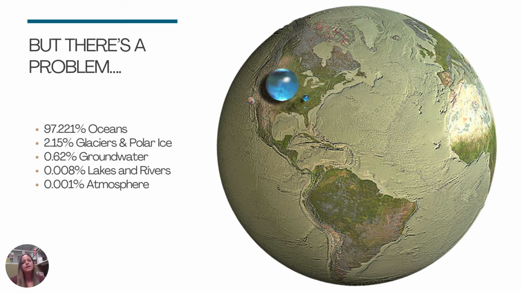2% of that, of the 70%, is in glaciers and locked up in polar ice where we can't actually do anything with it. 0.62% is in groundwater, which is where the Central Valley gets all of its water. And 0.008% is in lakes and rivers, 0.001% is in the atmosphere as water vapor. So we have this huge issue where we only have about 1% that we use for absolutely everything.